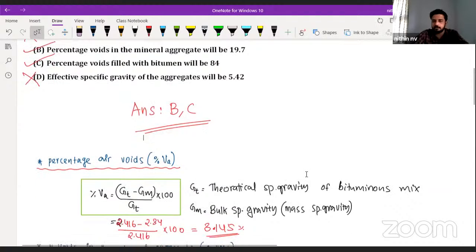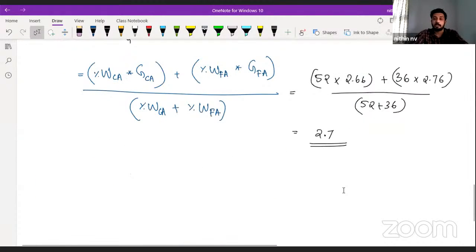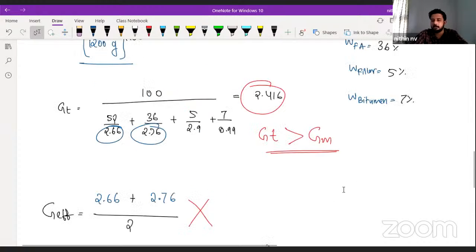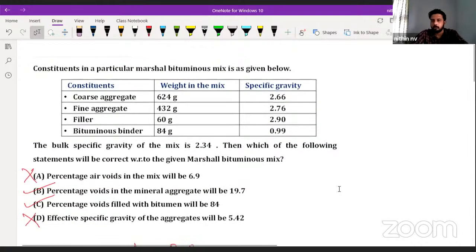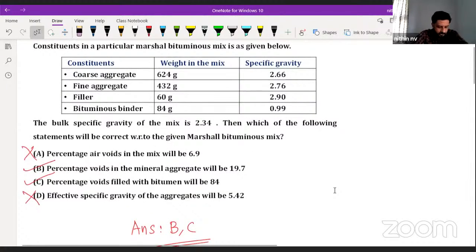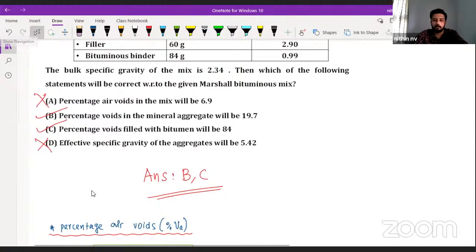So apart from this, if I'm asking this question, I think this is going to be a 6-mark question. You know, so many calculations are involved. A part of this can be asked for 2 marks. Clear? All are getting B and C as correct answers? Everyone? Yes, very good. So this is something which is important for Marshall mix design.